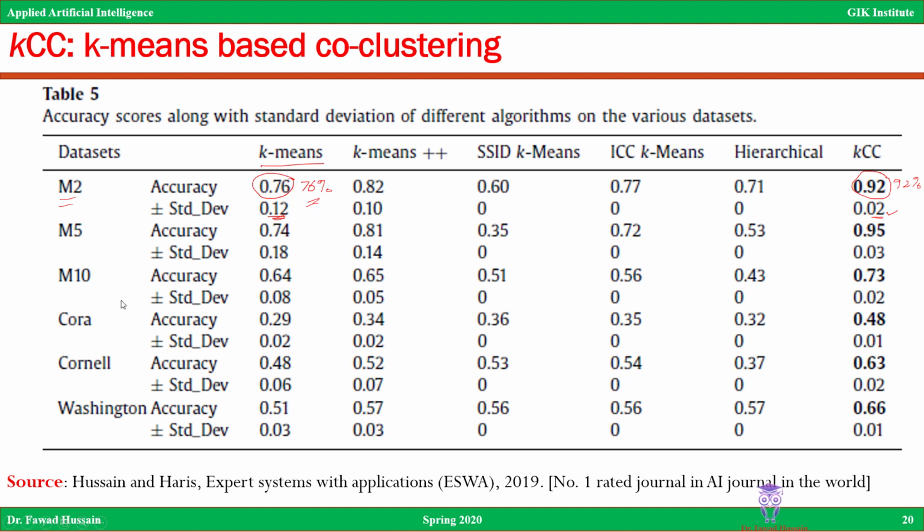So you can do that. And this is the reference of the paper. If you want, you can look at this paper. It's by Hussain and Haris, published in Expert Systems with Applications in 2019, and this is a journal which is, in fact, currently according to Google Scholar, the number one rated journal in the field of artificial intelligence. So it's a very good publication. You can go and read it if you want. It's not going to be part of your course, but for those of you who will be needing this for your practical work, for your jobs, there's a good approach you can use.